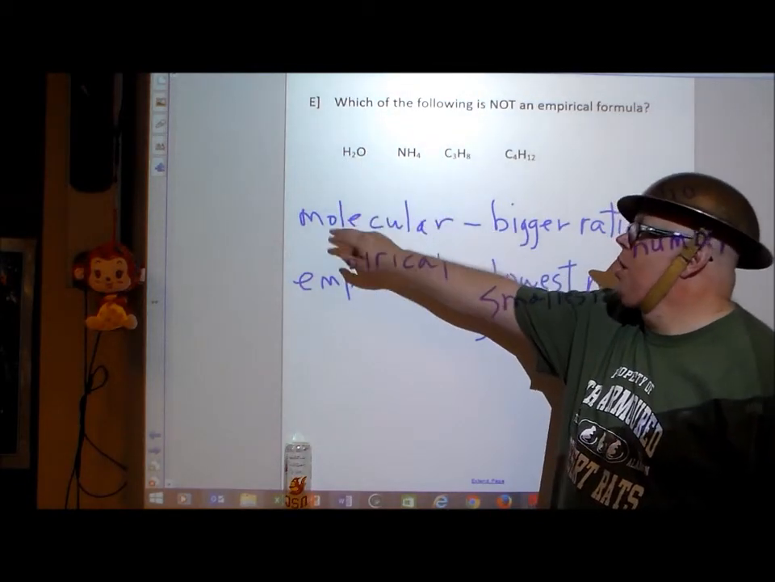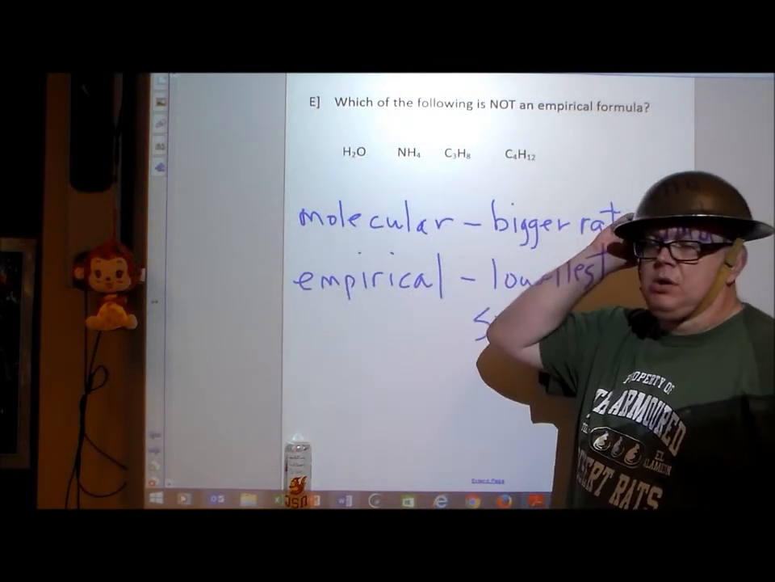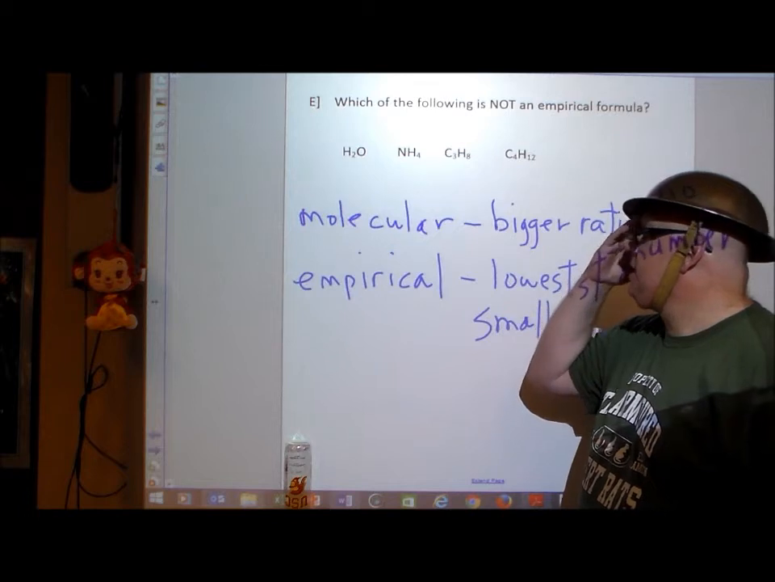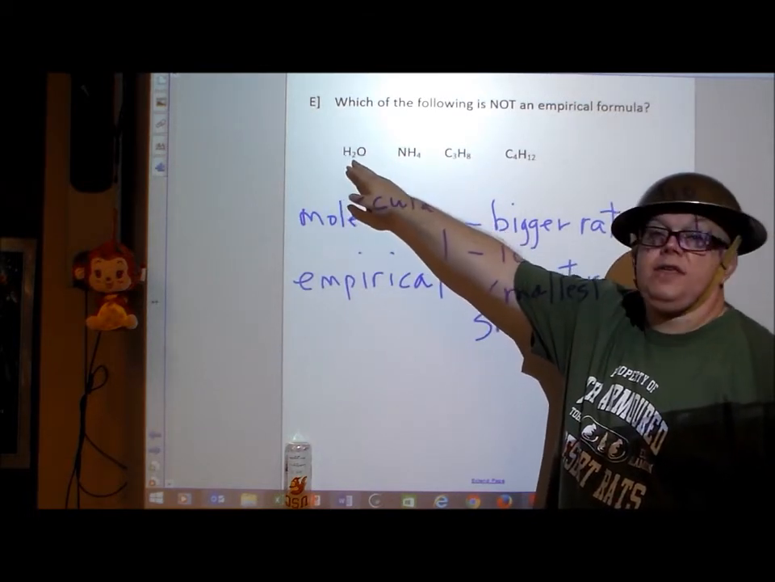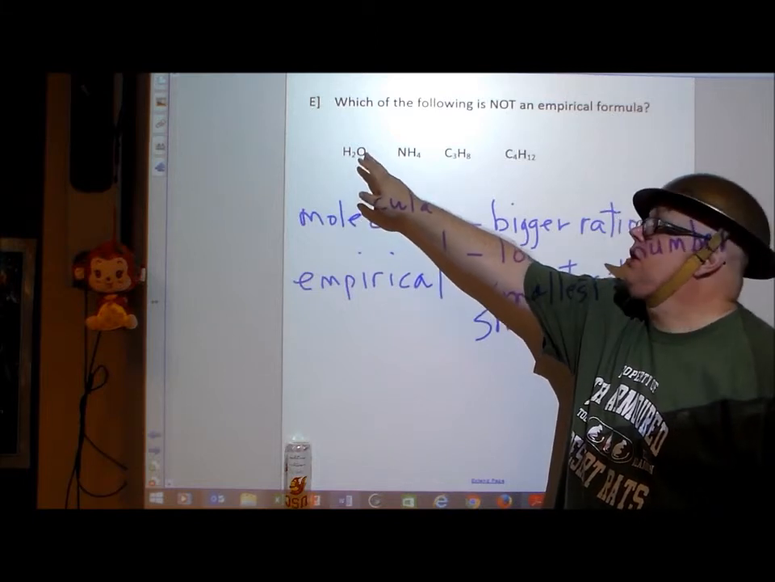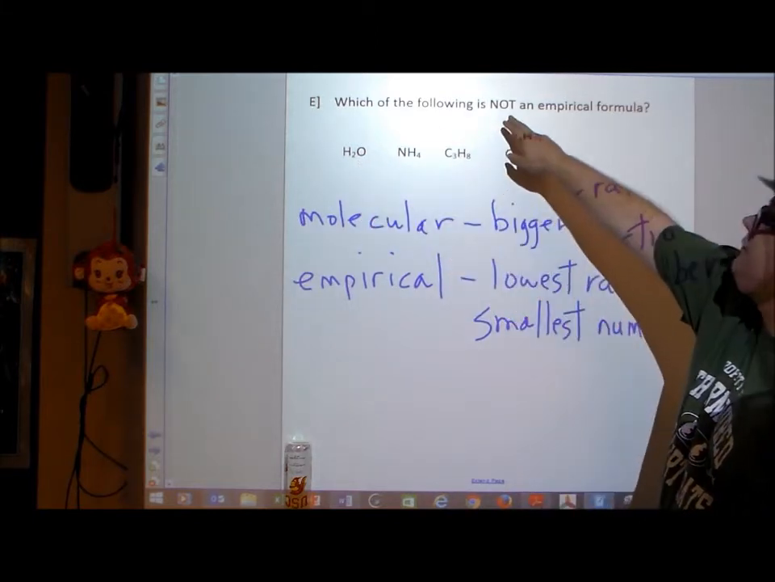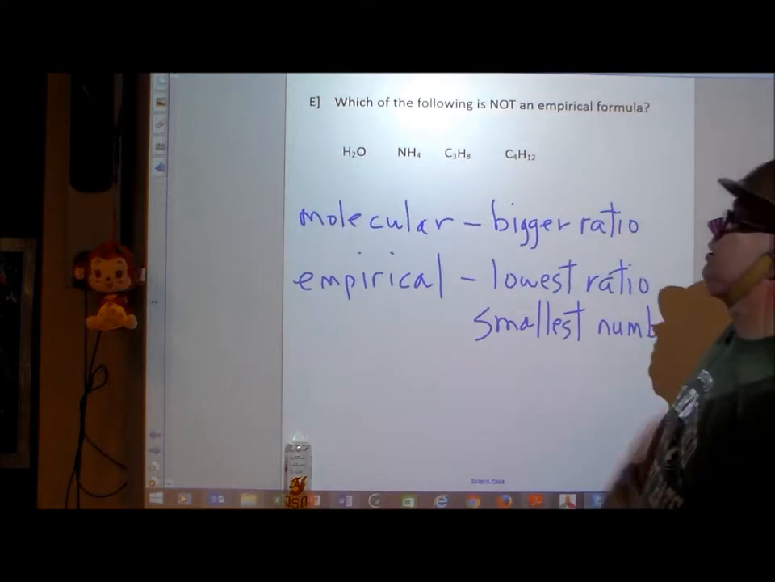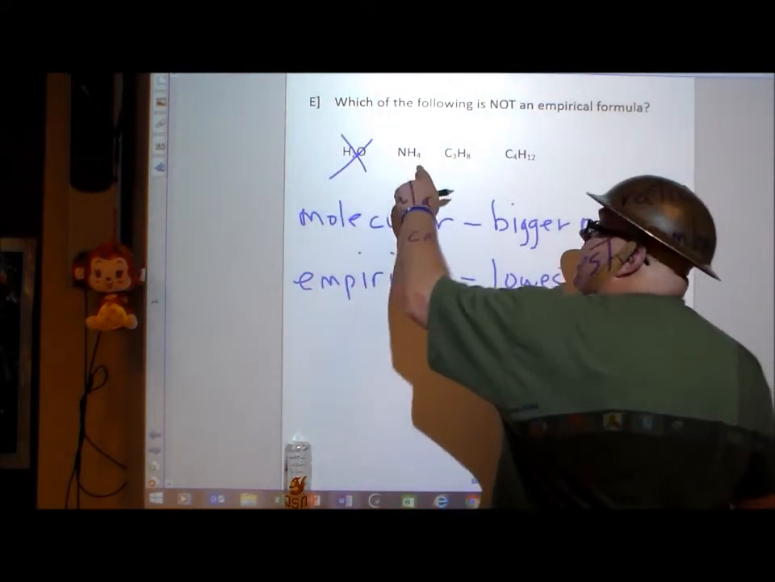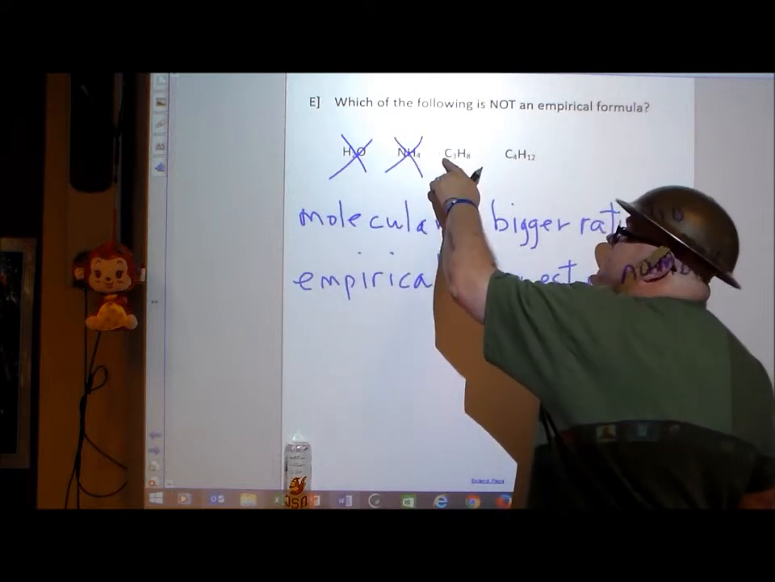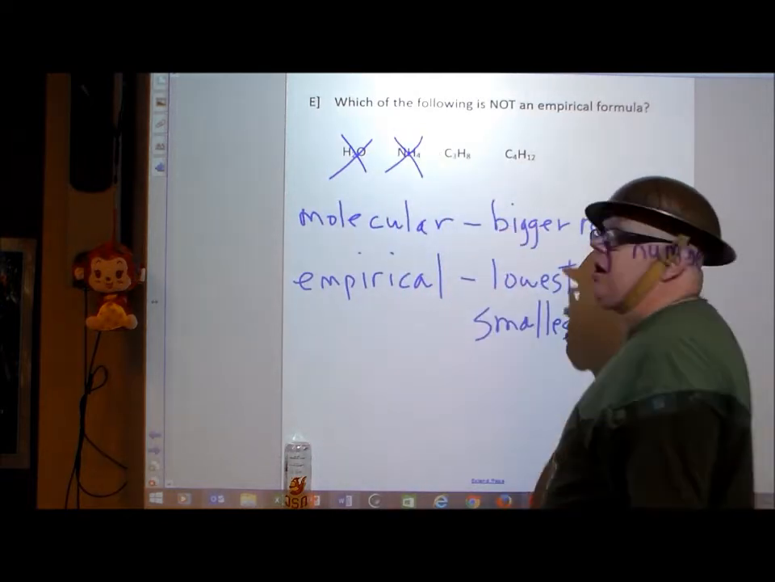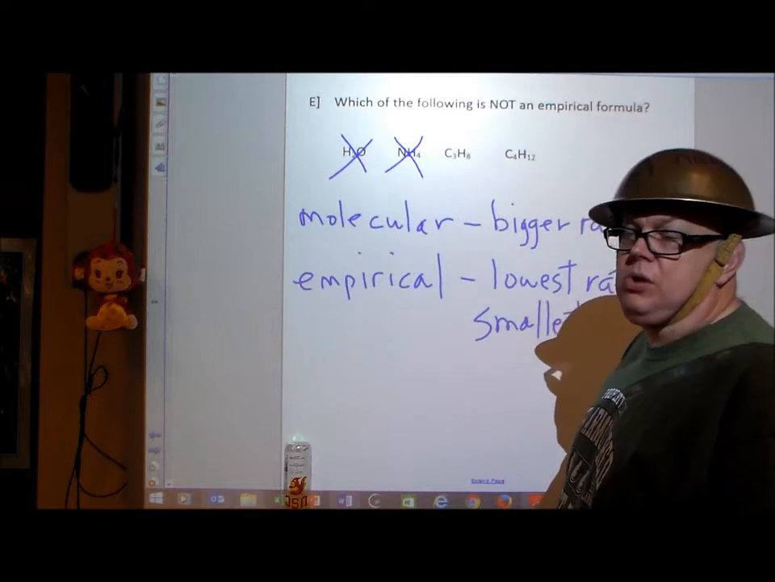Is H2O molecular or is it empirical? Well, the reality is, guys, you cannot break it down any further. So it's not molecular. This would be empirical. But we're looking for something that's not empirical. That's out. NH4, we can't break it down any further. How about C3H8? We can't break those down any further.